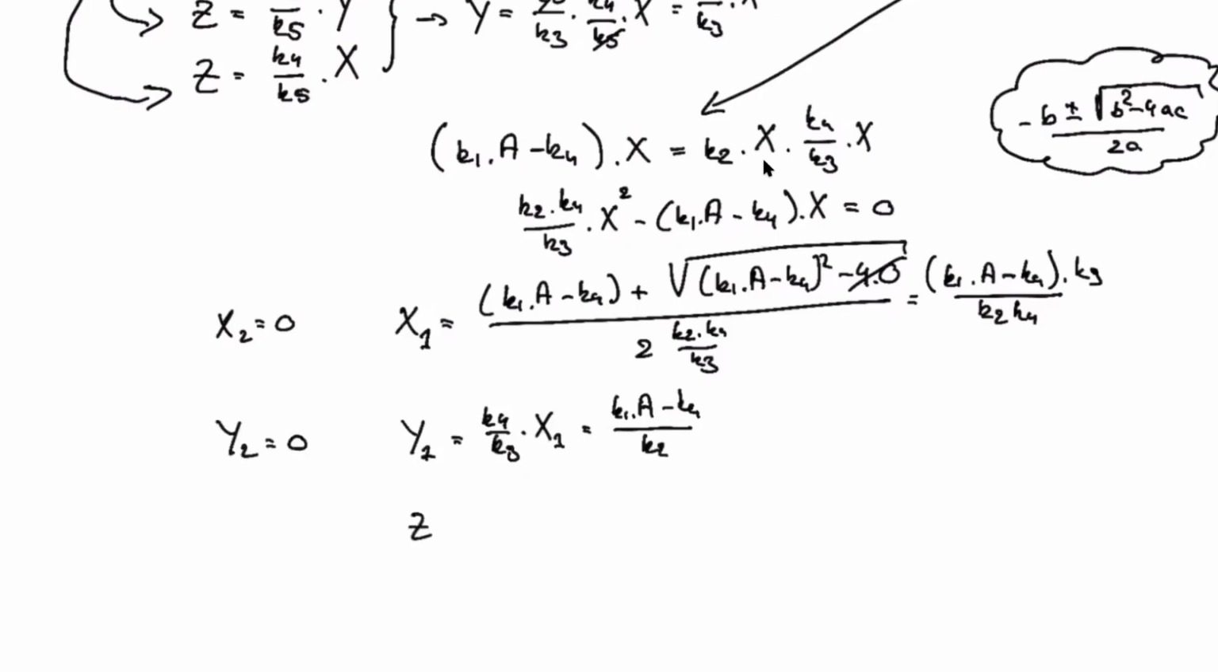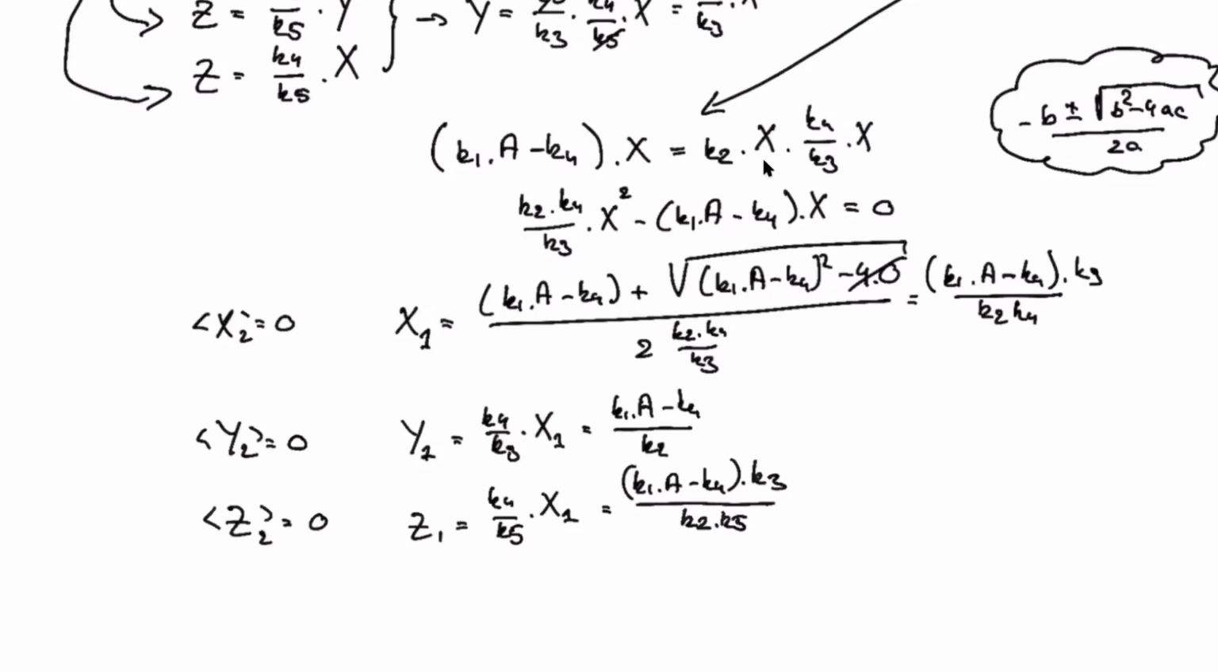And Z1 is K4 over K5 times X1, which is K1 times A minus K4 times K3 over K2 K5, or Z is 0. These are all averages, right? Time averages.